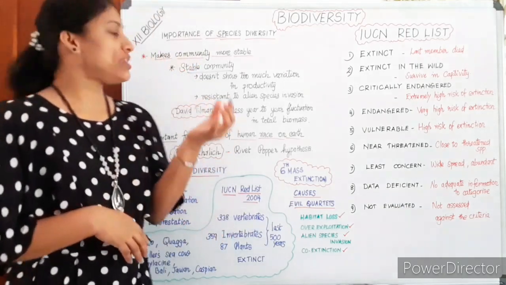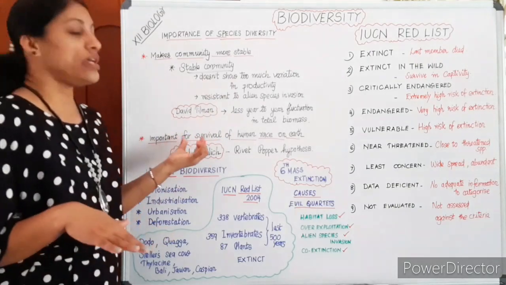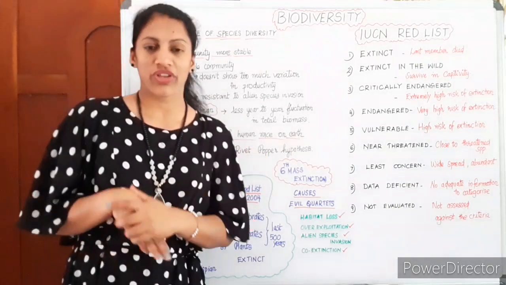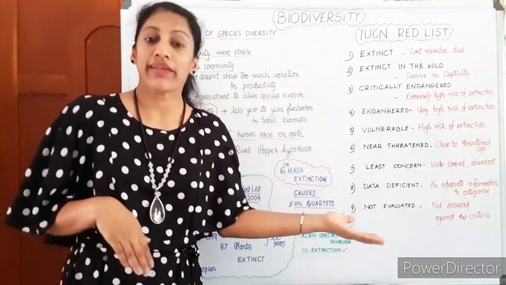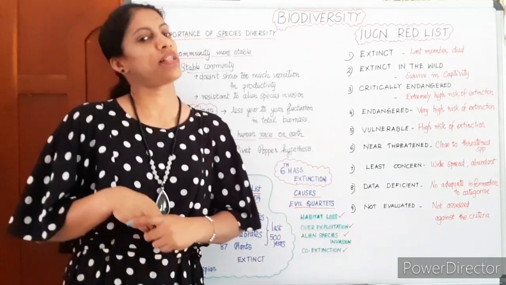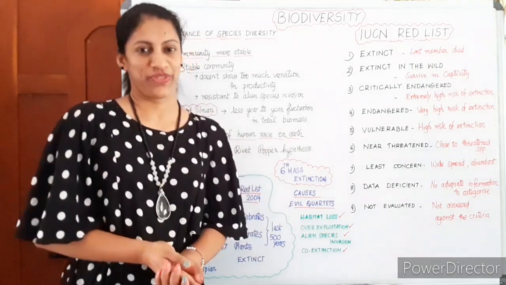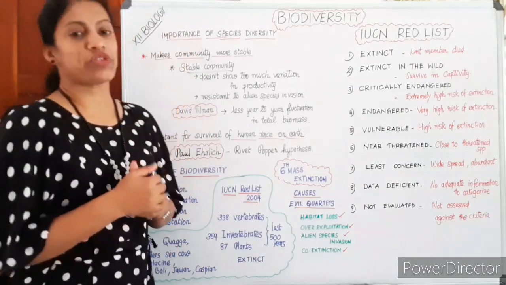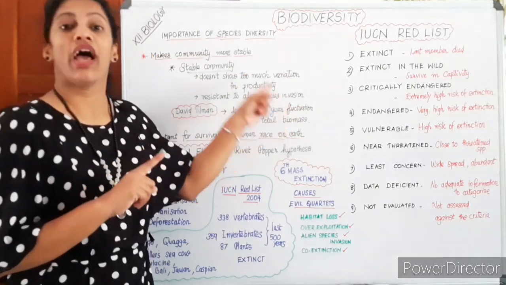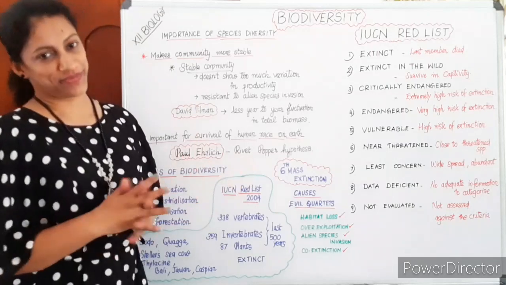Anyway, the immediate effect of the loss of species diversity is this: diversity is very important for the survival of mankind, the human race on earth, and when we lose that, the balance is lost and we have unpredictable climatic changes, which adversely affects our survival on Earth. We can say the importance of species diversity is mainly to make the community stable and also to make our survival better on the Earth.